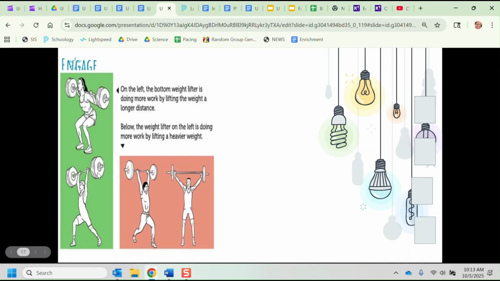Same force, but this is a greater distance, so he did more work. For these two athletes, he has a heavier barbell, a heavier weight than this one. They've gone the same height, they're both all the way up to that high, but because this weight is heavier and work is force times distance, this guy does more work.